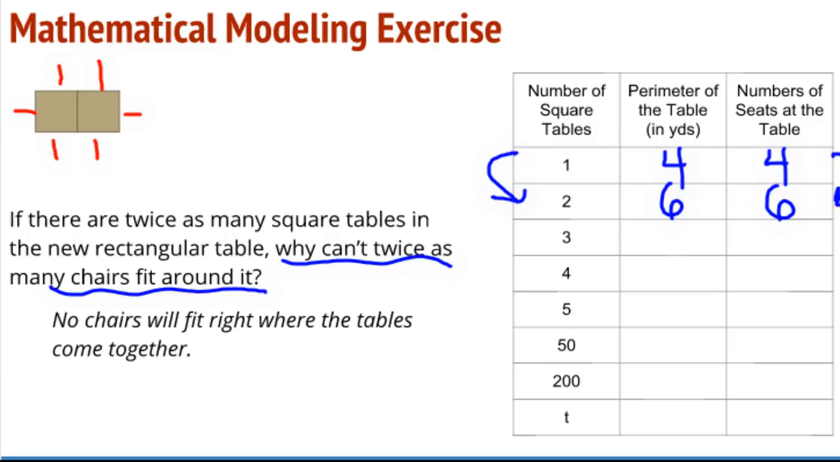So now what we have to start asking ourselves is, okay, what's actually happening mathematically here? How can I come up with an expression that is going to help me figure out how many people will fit around any number of tables? So we're back to looking at patterns. We're looking at the pattern that is happening as we add tables. So let's add another one.